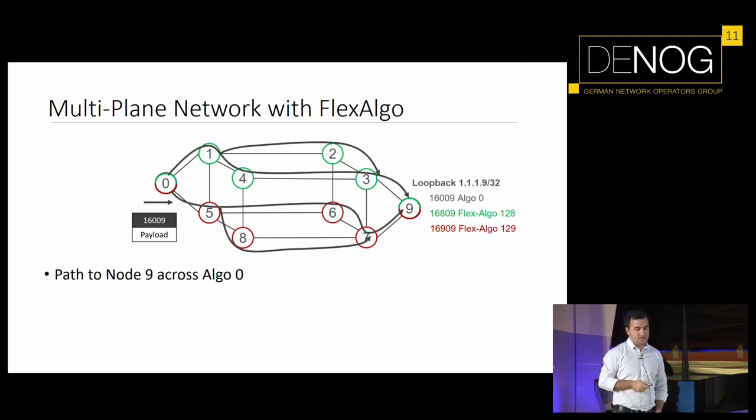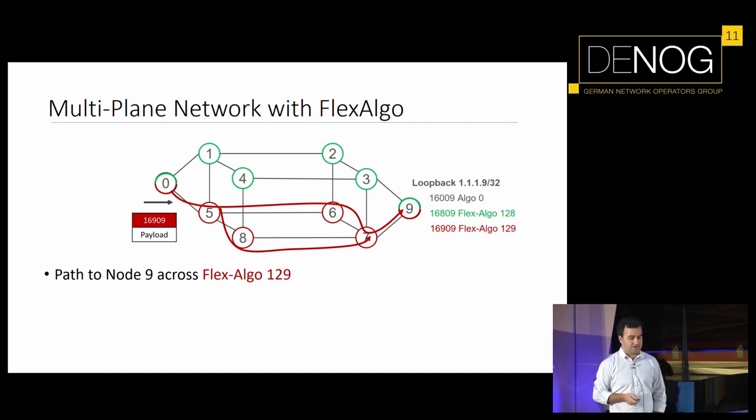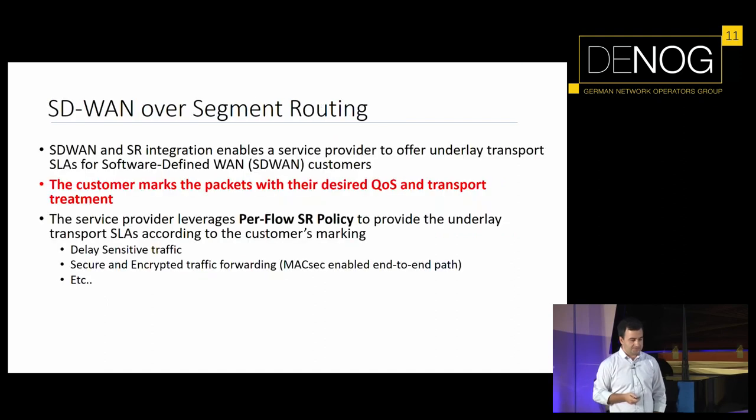This is an example where you use Flex Algo 0, which is the default one, meaning you use ECMP. This is the example with Flex Algo 128, right? You have a top label with 16,809, which identifies Flex Algo 128, and all the devices on the way in the path know how to treat that packet. And the same happens for Flex Algo 129. All the nodes in the path know how to treat the packet based on the values they received.